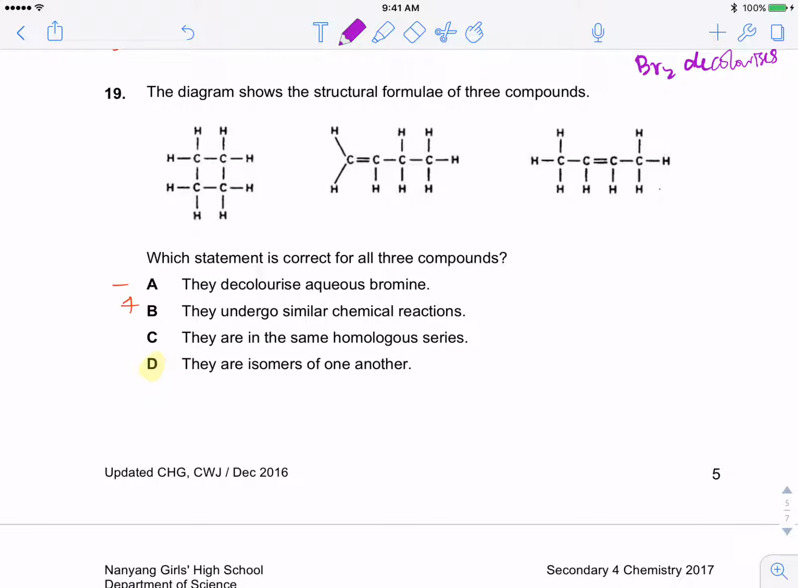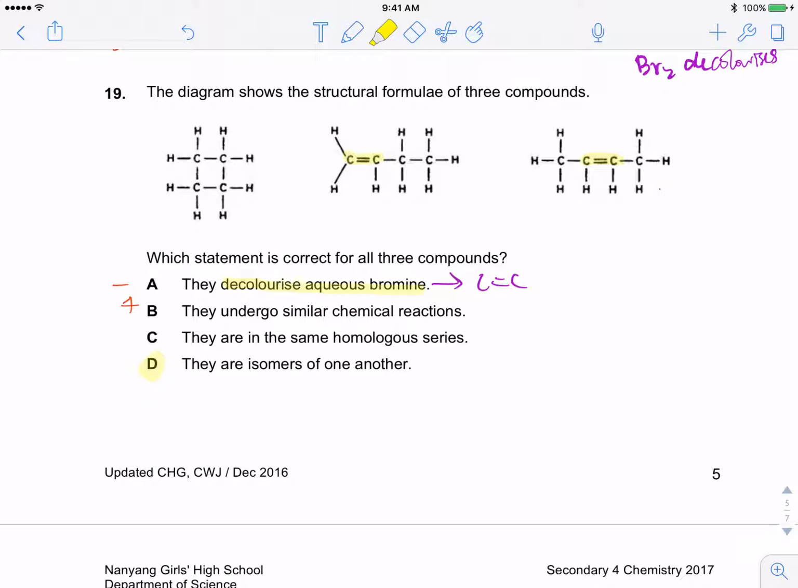Question 19. The diagram shows the structural formula of three compounds. Which statement is correct for all three compounds? A. They decolorize aqueous bromine. So again, when they say decolorize aqueous bromine, we look for the C-C double bond. Do they all have C-C double bond? There's one here, but there's none for the first, cyclobutane. So that's wrong.